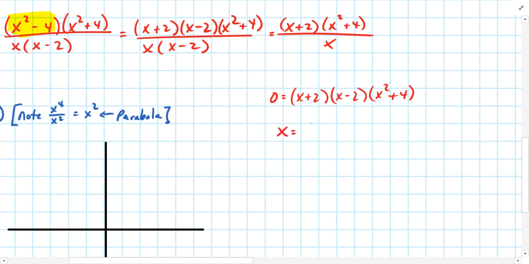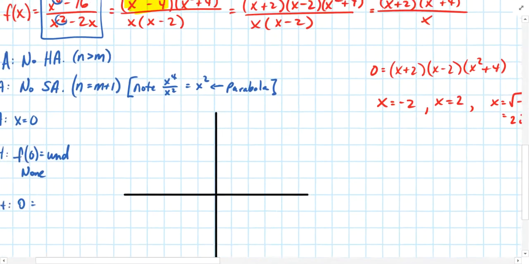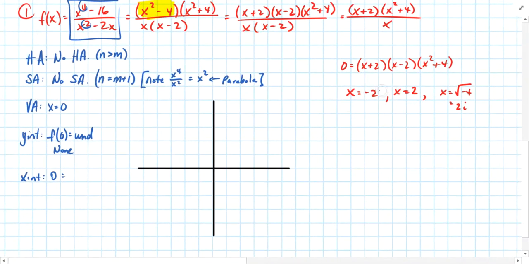So that tells me that at x equals -2, at x equals +2, and then, well, this one doesn't produce any real number result because this would occur when x is equal to the square root of -4, which is 2i, an imaginary number solution. So at first glance, it looks like I have two real number x-intercepts and two imaginary number x-intercepts.